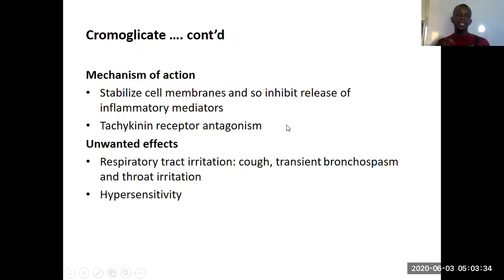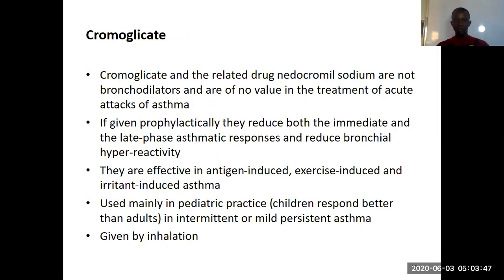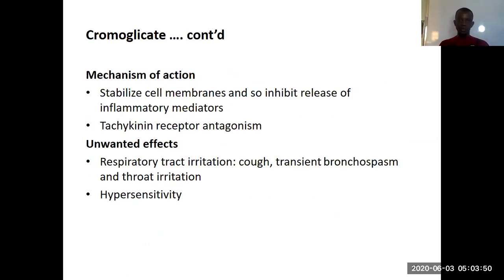Okay, the mechanism of action is that these drugs stabilize the cell membrane and so inhibit the release of inflammatory mediators. Remember we are saying these are not used as bronchodilators, but they work on the inflammatory mediators. When we give this drug preventatively, meaning even before they come in contact with the irritant, the moment they come in contact with the irritant, the drug will inhibit the production of the inflammatory mediators and the inflammation won't take place. If the inflammation hasn't taken place, the asthma attack is prevented in that manner.